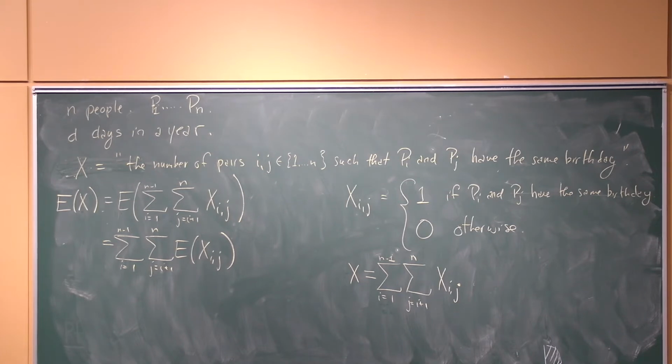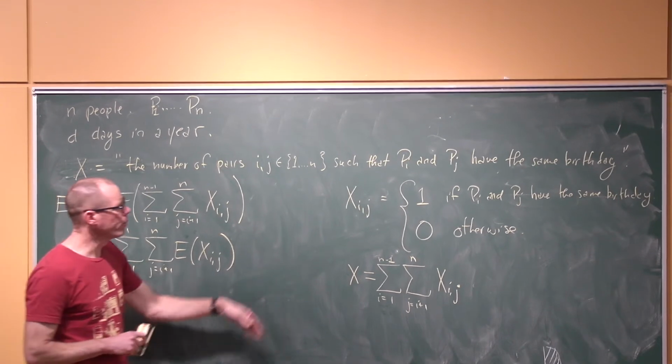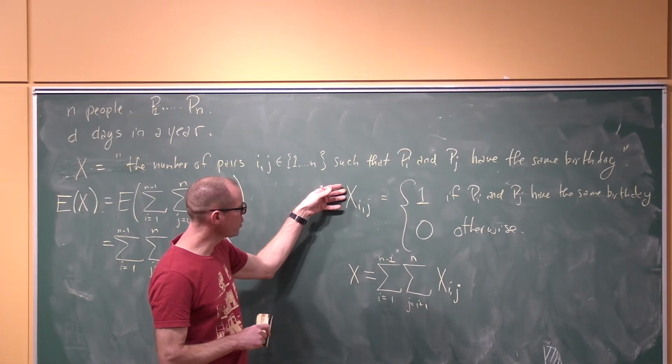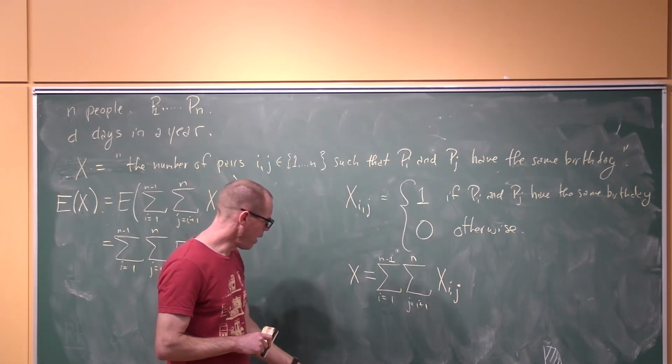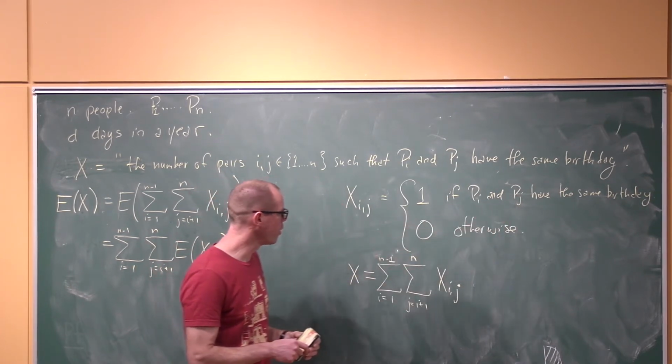And then this is where we pause because we know what's coming next. The next thing is we need to know what this expected value is so we can put it in this formula. So we go back and we remember, okay, what was the definition of xij? Definition of xij is pi and pj have the same birthday.